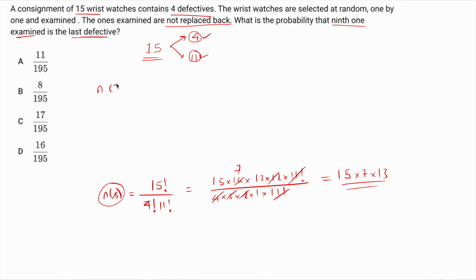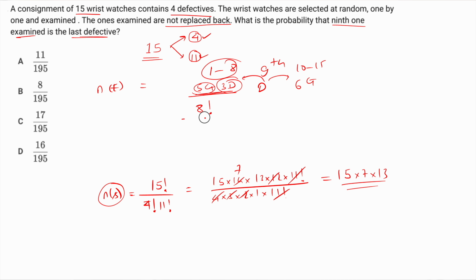The favorable outcomes are when the 9th watch examined is the defective one, the last defective one. So the 9th watch is defective. The 8 watches before this one should contain 3 defective and 5 good watches, right? And the 6 watches examined after this, 10 to 15, should all be good watches. So 8 watches examined, 5 good and 3 defective. The number of ways to arrange them will be 8 factorial divided by 5 factorial times 3 factorial, into the last defective one. There is only one way out remaining, into 6 watches good.